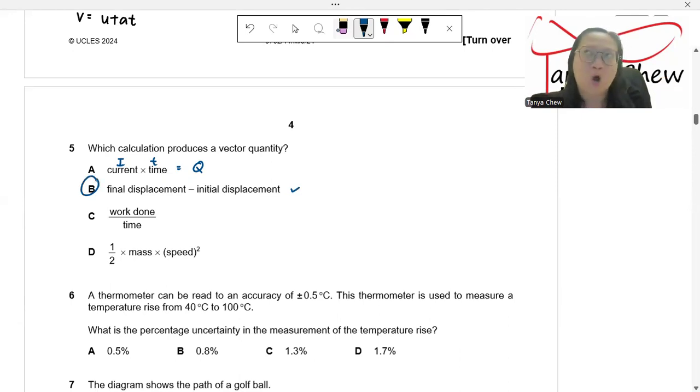How about work done over time, energy divided by time, right? That is power. Power is a scalar quantity. Therefore, C is not your answer. Half times mass times speed squared, that is your kinetic energy. In fact, all the energies, all the work, they are not vector quantities. In fact, they are scalar quantities. So D cannot be your answer as well. Therefore, the answer is B.